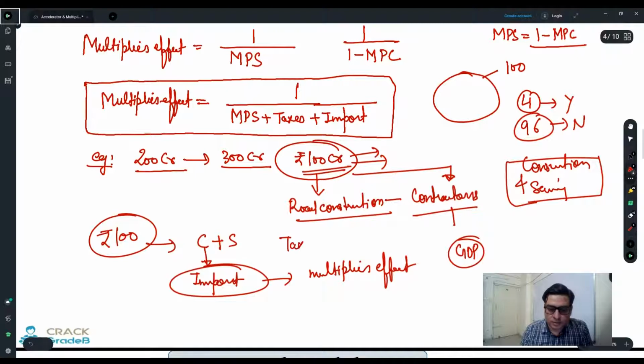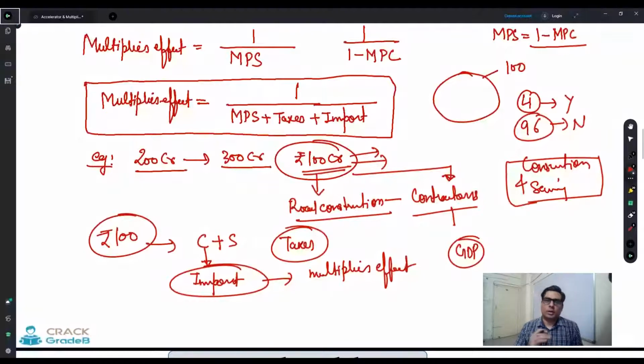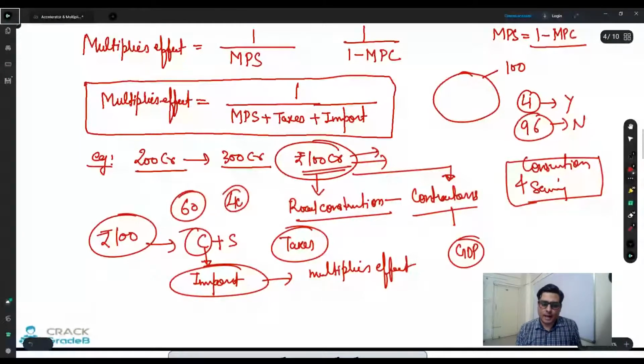Similarly, when you pay taxes, those taxes are going to decrease what? Decrease your capacity to consume, right? And out of 100, if we are consuming 60, 40 is going to be saved, right? This was our basic calculation. 60 we are going to spend and 40 we are going to save. So 40 is not going to be spent. It is going to be used for the purpose of saving. And out of 60, if we have imported a few things, that means it is not going to be added, right?